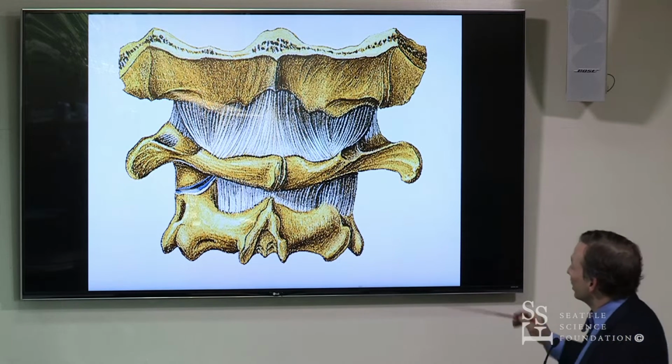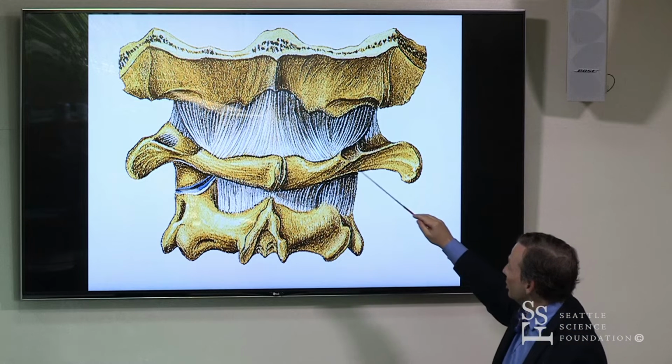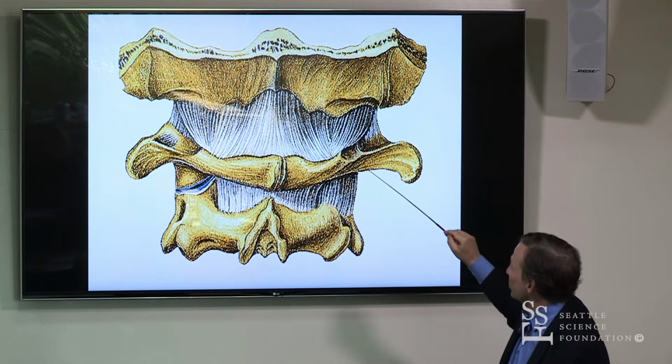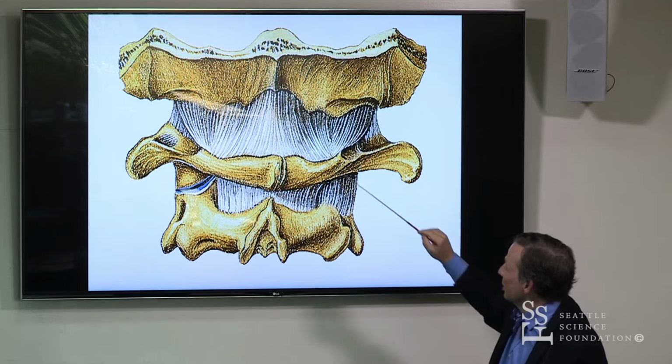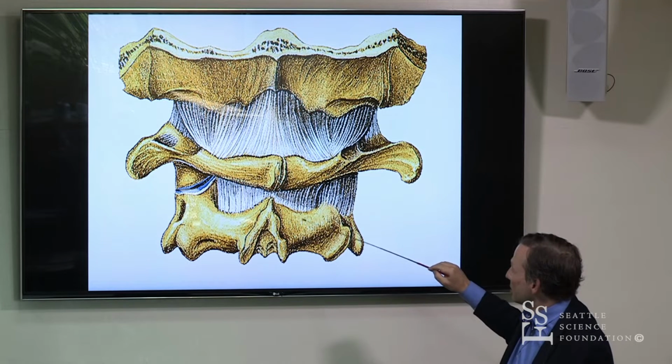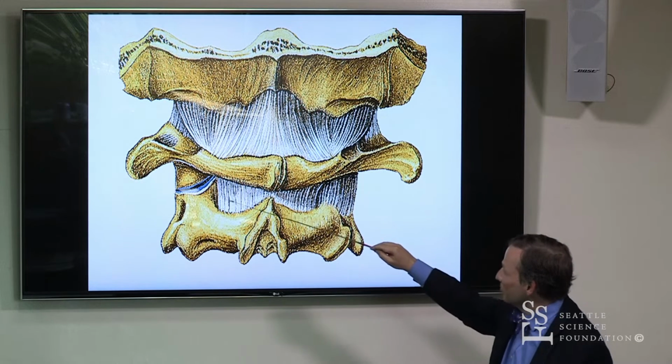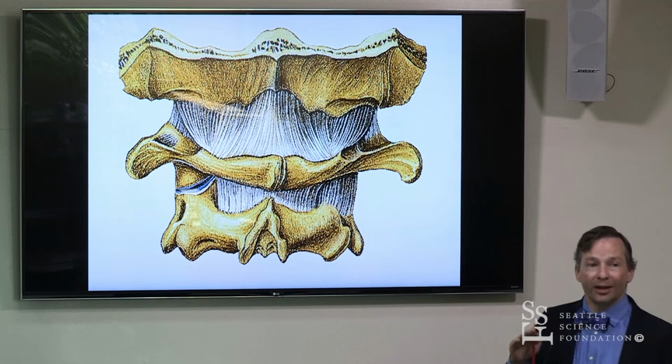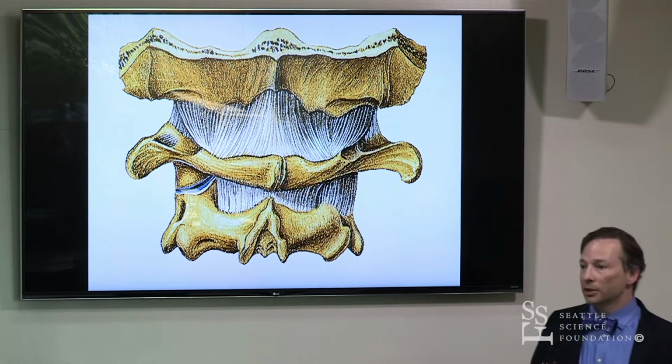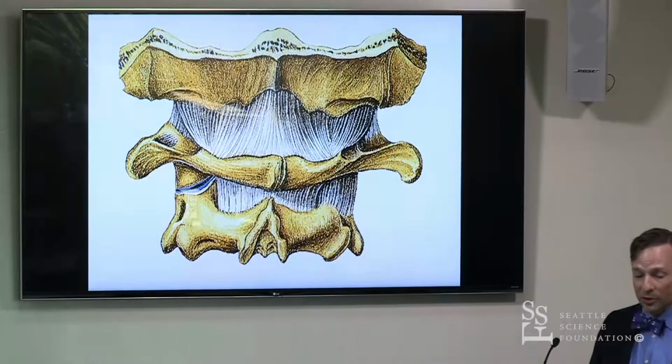Posteriorly, we see the posterior atlanto-occipital ligament, which is joining C1 to the base of the occiput. And just below that, we see the atlantoaxial ligament. You'll remember that these are cranial extensions of the ligamentum flavum, so they have a little more elastic tissue in them.